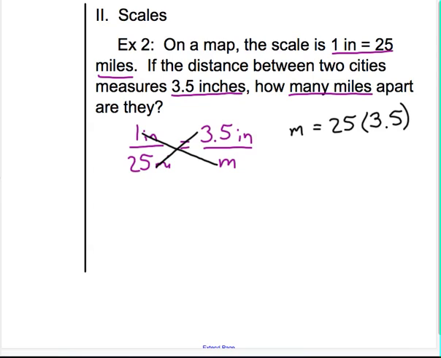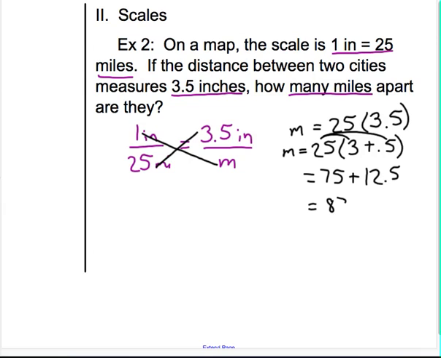So when I multiply 25 times 3.5, I'm going to use the distributive property. So I'm going to split 3.5 up as 3 plus a half, or 3 plus 5 tenths. When I distribute my 25, 25 times 3 is 75, and 25 times a half is 12.5. So when I add those together, I get 87.5 miles. So that's the distance that the cities are from each other in real life.